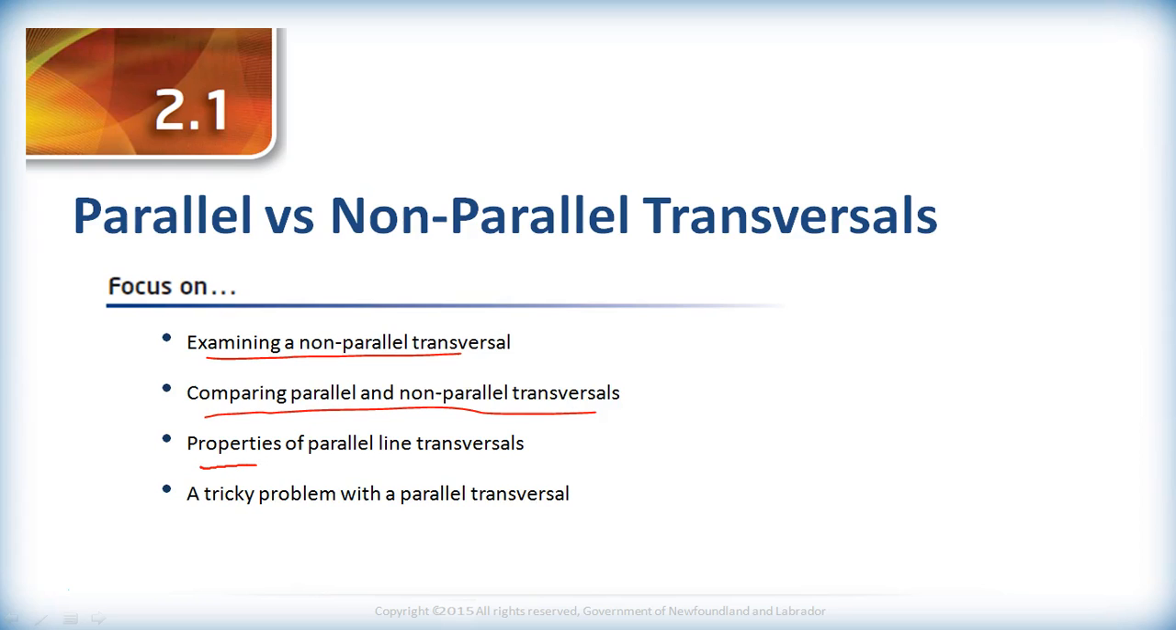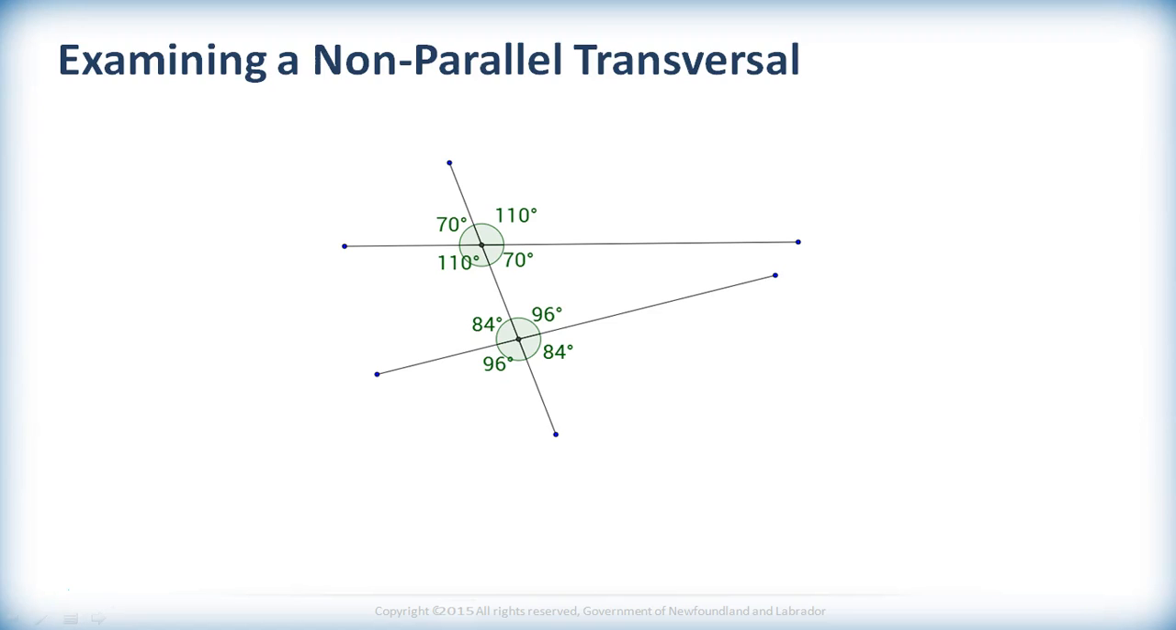We're going to compare the two. We're going to talk about properties of parallel line transversals a little bit, and we're going to use them to solve a tricky problem. So we're going to see sort of two major things here. The first thing is kind of a working backwards bit, and the second thing we're going to deal with is another application or a tricky problem. So a bit of a loose ends video here. Okay, so examining a non-parallel transversal.